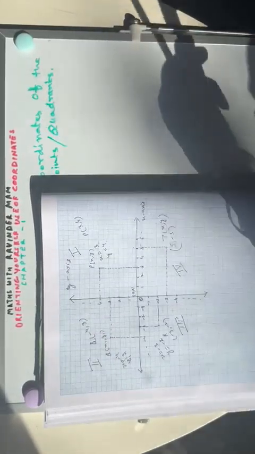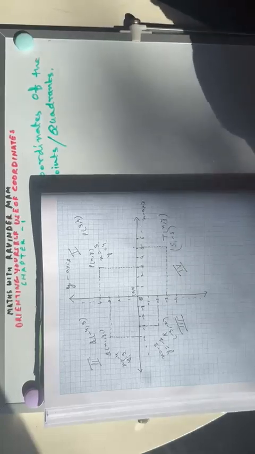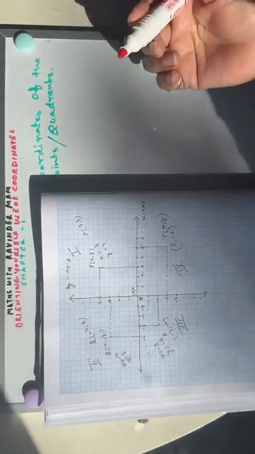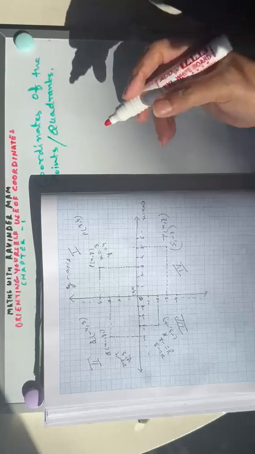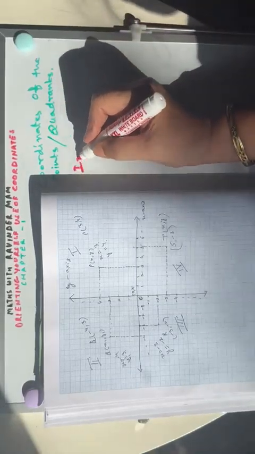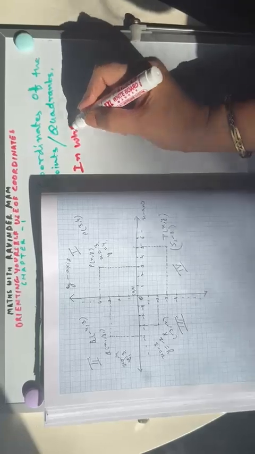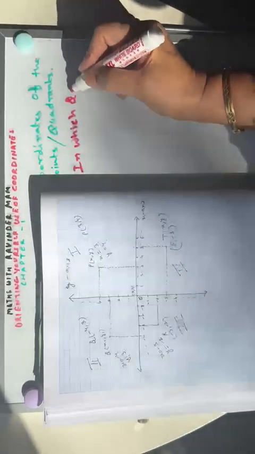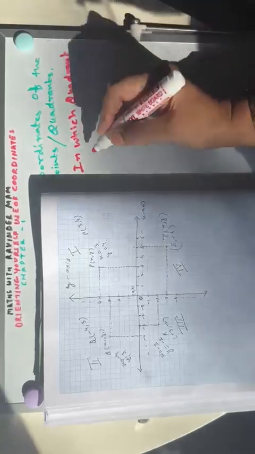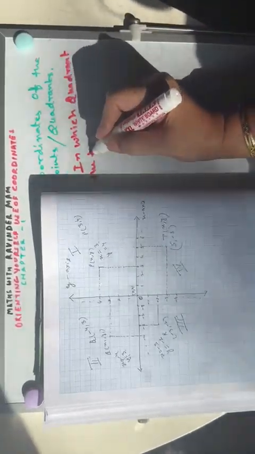Now I am giving you one homework. You must try, without plotting, to give me the answer: in which quadrant the following points lie.